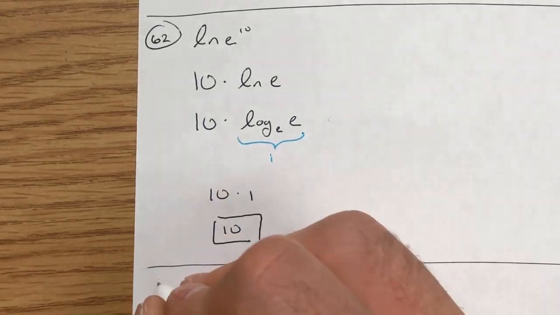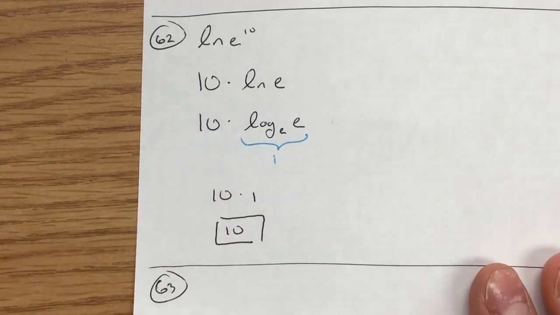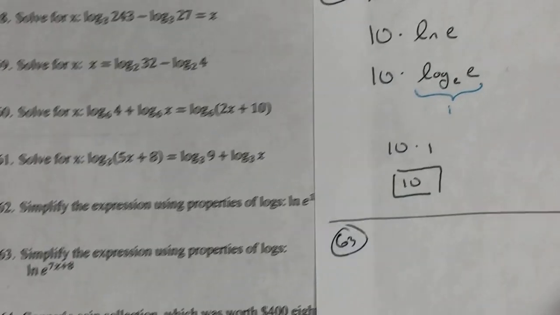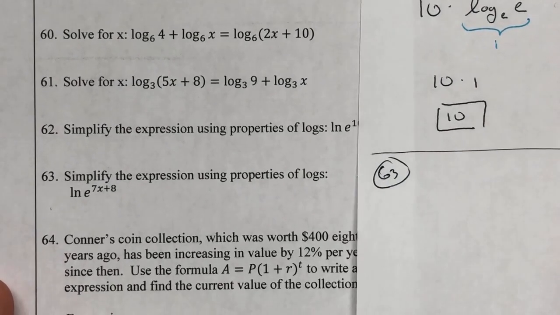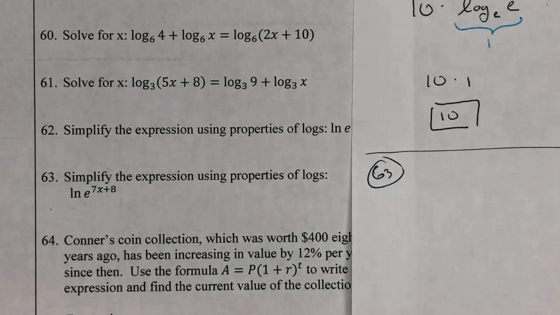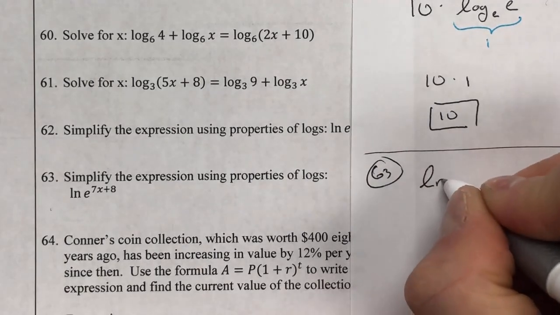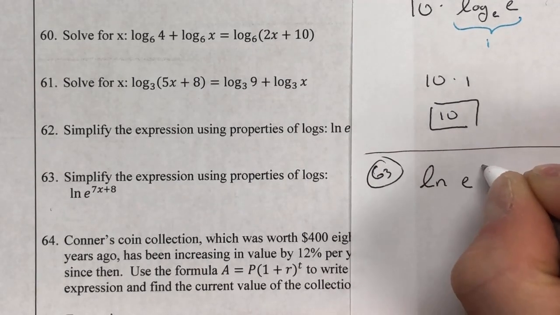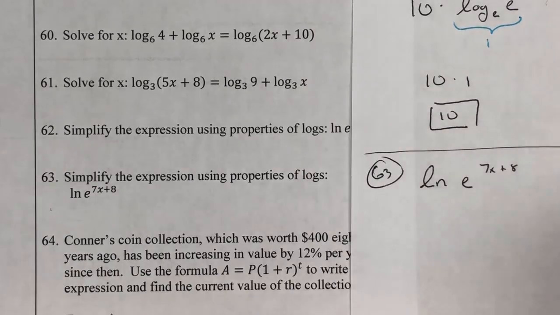So that was 62. Let's take a look at 63. We're going to simplify this expression using properties of logs. We're going to do the same thing again here. Natural log of e to the 7x plus 8.